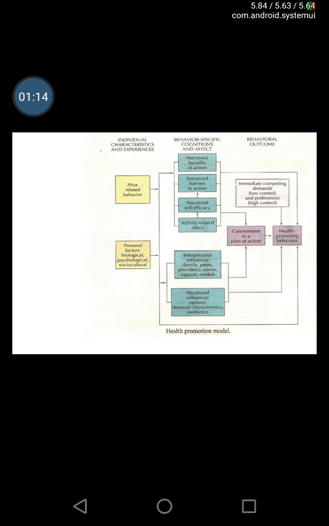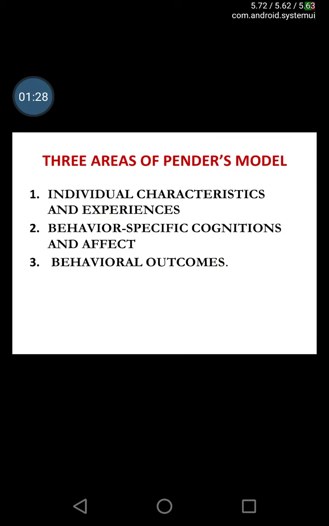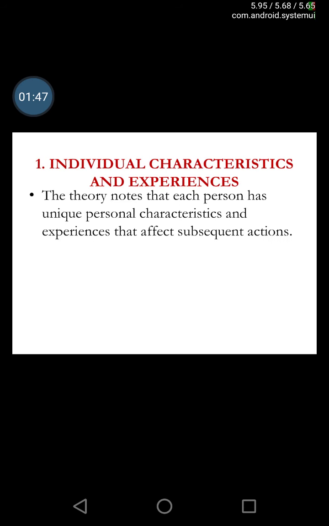Next is the model. Here you can see the model. Students, you are supposed to draw this model and learn this diagram. In this diagram, first of all we are going to see the three areas of Pender's model. The first area is the individual characteristics and experience, the second is the behavior specific cognitions and affect, and the third area is behavioral outcomes.